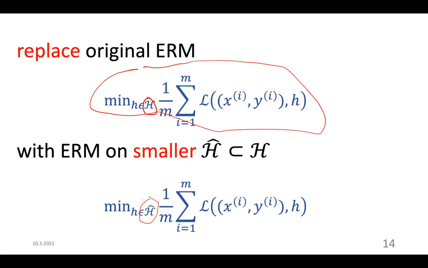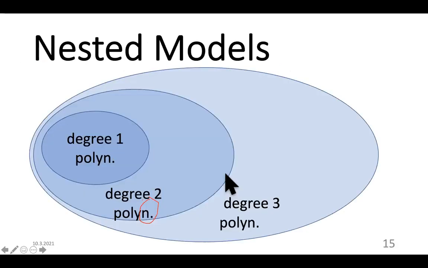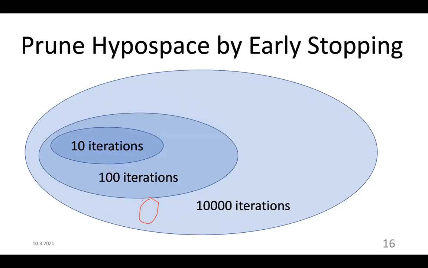So feature selection is one way to make the hypothesis space smaller, because we effectively set the weights of all features that are not used anymore to 0. And this means we only consider a subset of the linear predictors. So this is one way. Another example is if you use polynomial regression, you reduce the degree of the polynomial. So instead of a degree 3 polynomial, you use only degree 2 polynomials. That's another example for how to make a hypothesis space smaller.